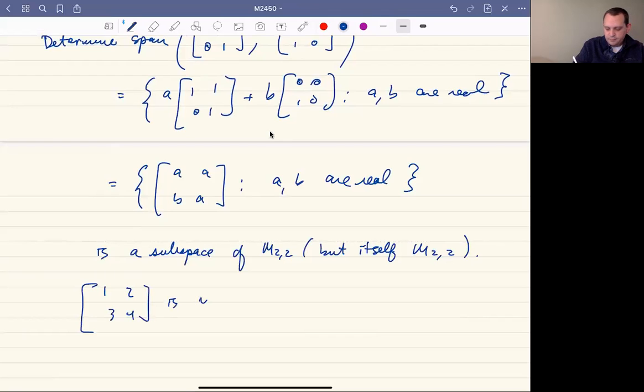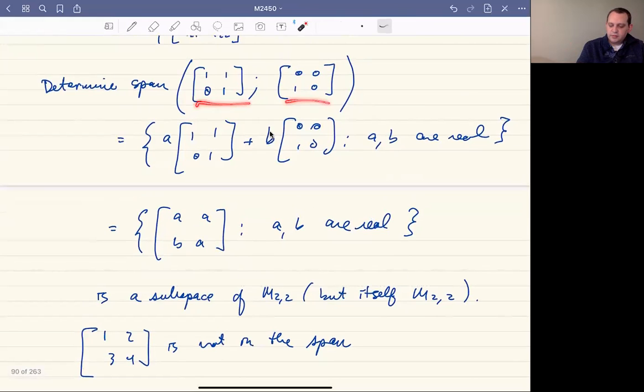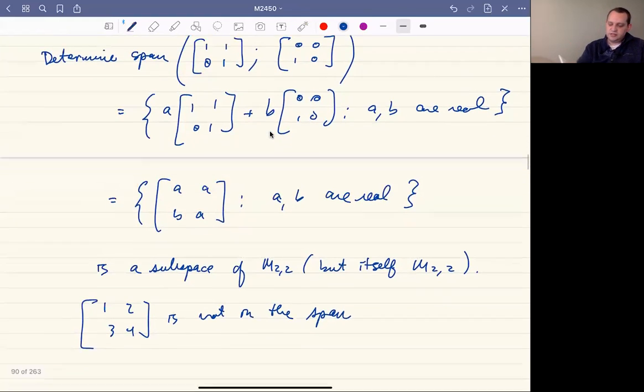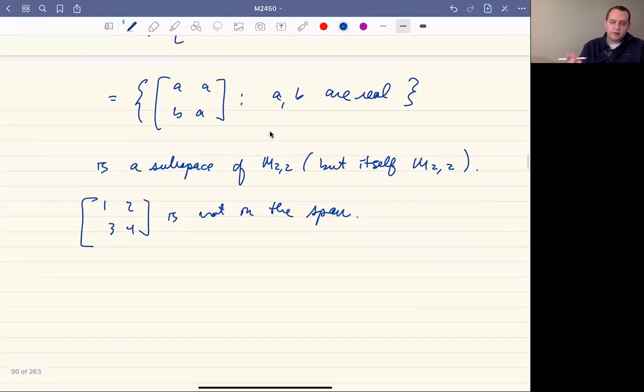Okay. So it's not in the span. And that's because the only values that are going to be in the span of these two vectors are going to be matrices of this form, where the top left, top right, and bottom right values are all the same. So here in particular, this matrix is not going to be in the span, so it can't be all of R2. We found something in R2 that's not in the span. It will turn out to be a subspace.